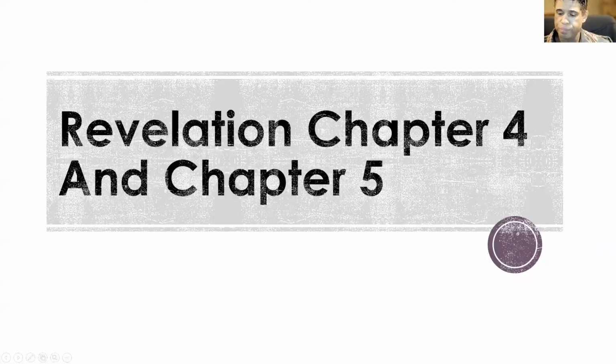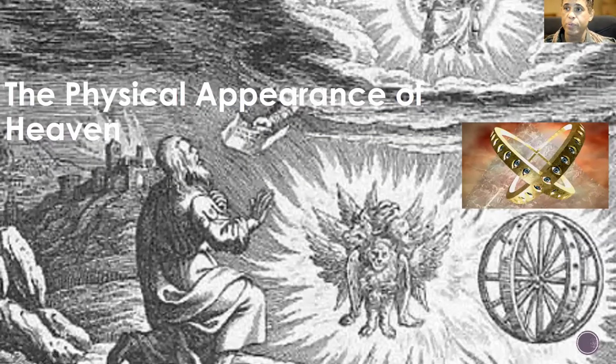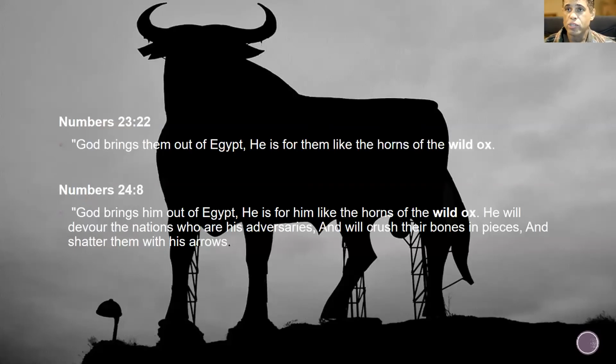Okay. All right, so the physical appearance of heaven, as John saw it. So in Numbers 23:22, this is Balaam talking to Balak, I believe, about the Israelites and how God is blessing them. And it says in Numbers 23:23, God brings them out of Egypt. He is for them like the horns of the wild ox. And in Numbers 24, it says the same thing. God brings him out of Egypt. He is for him like the horns of a wild ox.